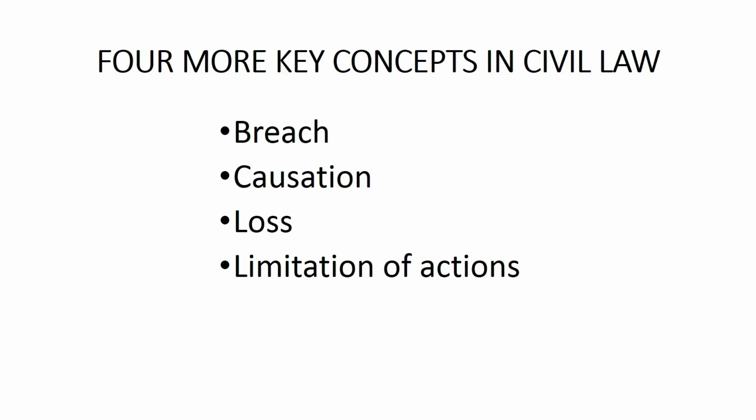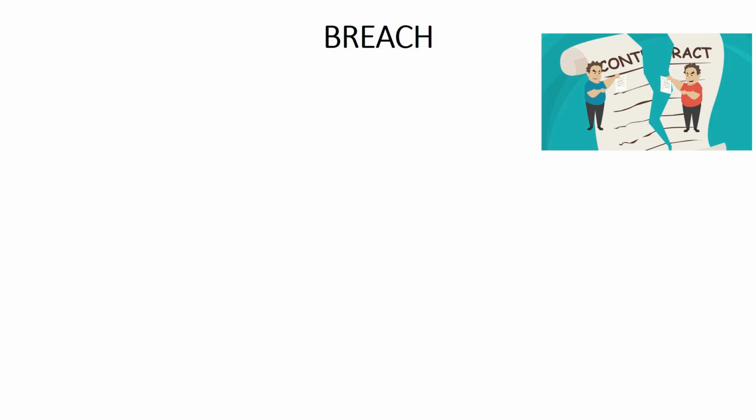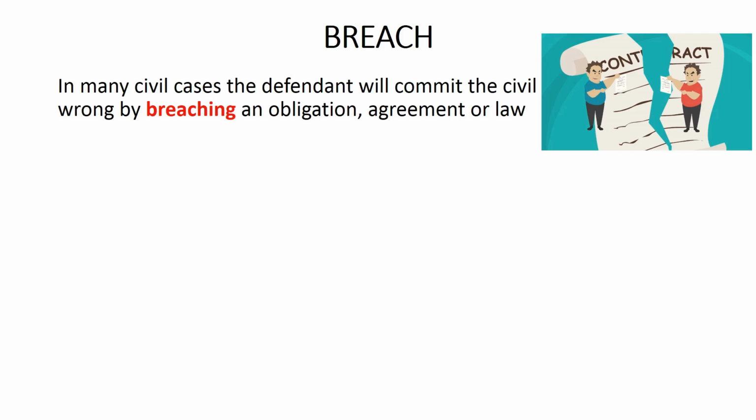Turning first of all to breach. You'll remember that a plaintiff is a party who claims that another party has committed a civil wrong, and a defendant is the party who is alleged to have committed that civil wrong. Civil wrongs include negligence, defamation, and breach of contract. The most common way in which a defendant commits a civil wrong is by breaching an obligation, an agreement, or a law. The word breach means fail to comply with. Look down the left-hand side of your vocabulary sheets, find the word breach, and write this definition in there.